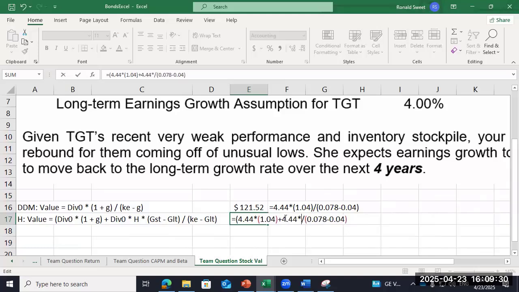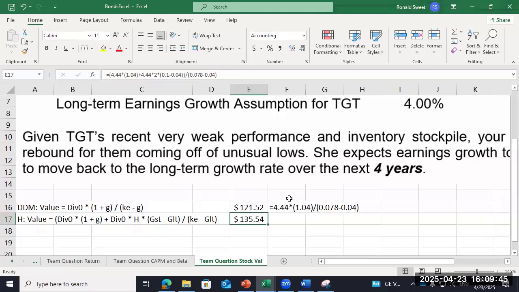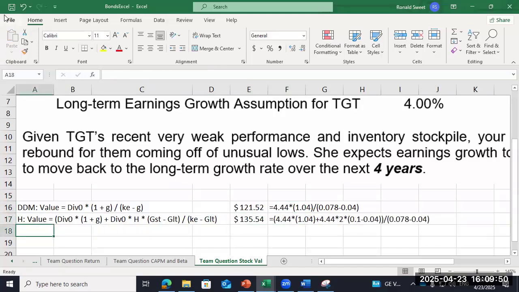How long was the H? It's 2 because it's 4 years. You take that in half. And then what was the short-term growth rate? 10%. 0.1 minus 0.04. You get 135. So yeah, very, very straightforward.